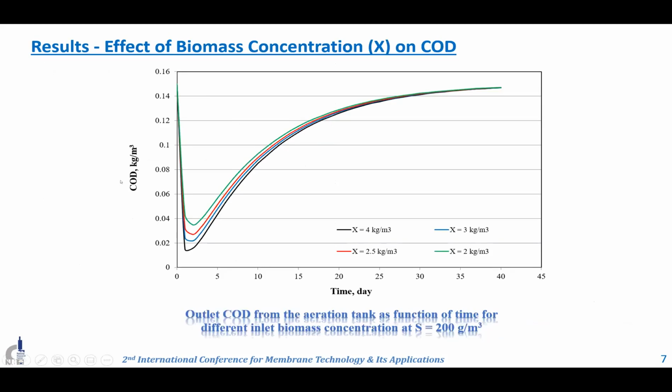So just as a sample also of how the biomass concentration variation affects the COD. As you can see here, COD didn't change so much, even during the dynamic period, there is slight variation here. And by the end, it reaches almost the same value within 35 to 40 days of operation. And this is where the system reaches steady state.